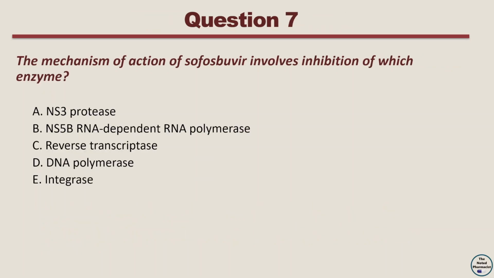Question 7. The mechanism of action of sofosbuvir involves inhibition of which enzyme? Option A, NS3 protease. Option B, NS5B RNA-dependent RNA polymerase. Option C, reverse transcriptase. Option D, DNA polymerase. Option E, integrase.